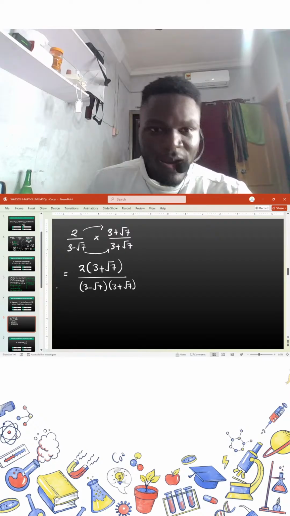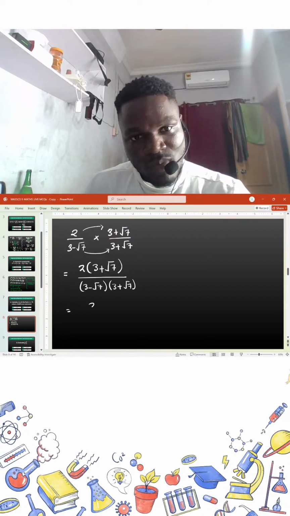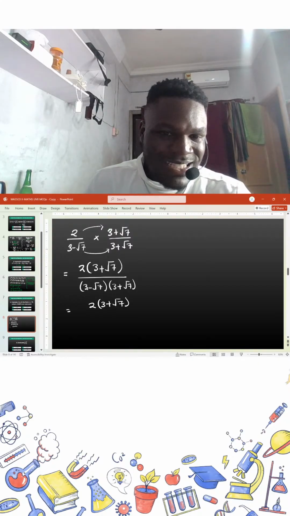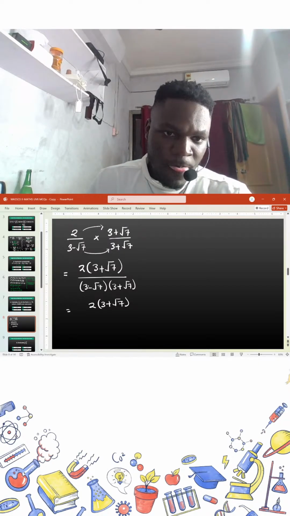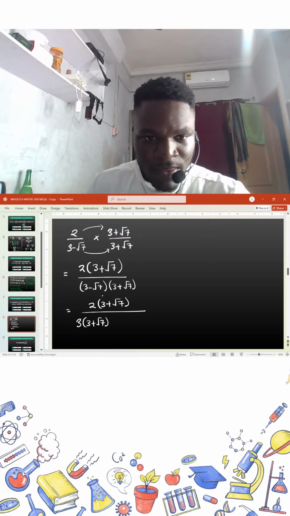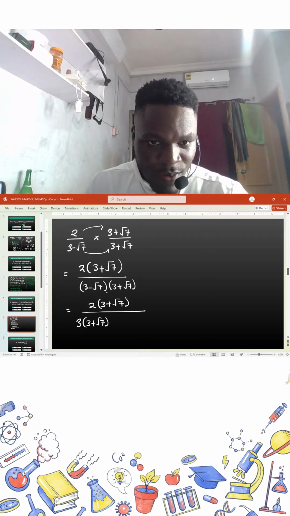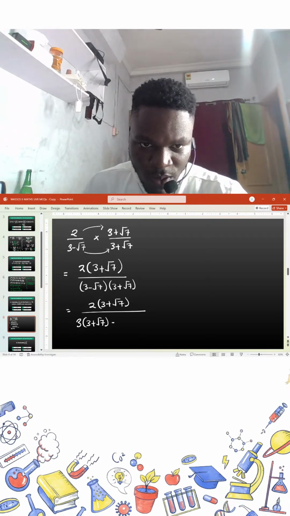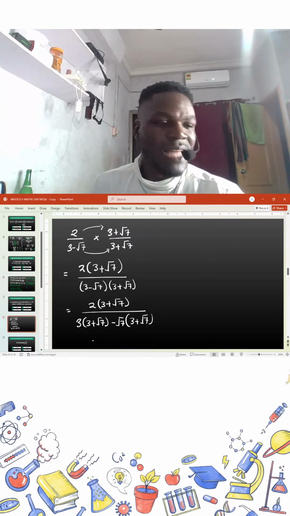Are you okay? All right, now this can be rewritten as, I'll not expand the top one, I'll just repeat it. But then we take each number in the first set over here, the 3 multiplied by everything over here, and then the negative root 7 multiplied by everything over here. So we have 3 multiplied by 3 plus root 7, then negative root 7 multiplied by 3 plus root 7. And this is the expression that we now have.